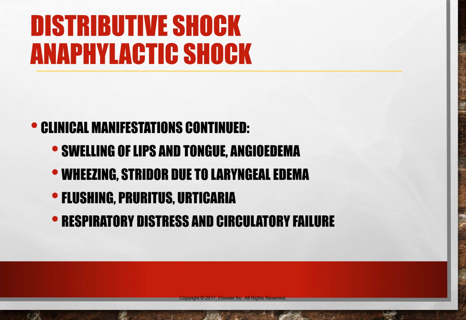So more signs and symptoms: swelling of the lips and tongue, known as angioedema. Wheezing and stridor are due to that massive vasodilation and laryngeal edema. So it's the airflow trying to get in and out in that smaller space. They may have allergic reaction responses like flushing, pruritus or itchiness, urticaria or hives, respiratory distress, and then ultimately circulatory failure if left untreated.